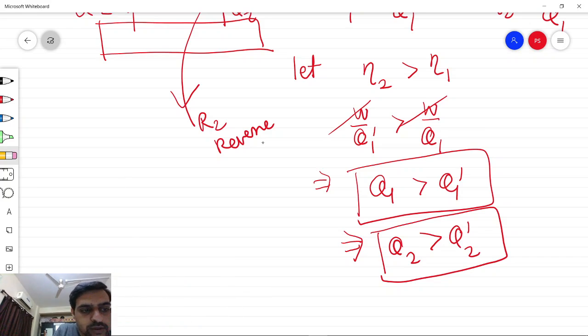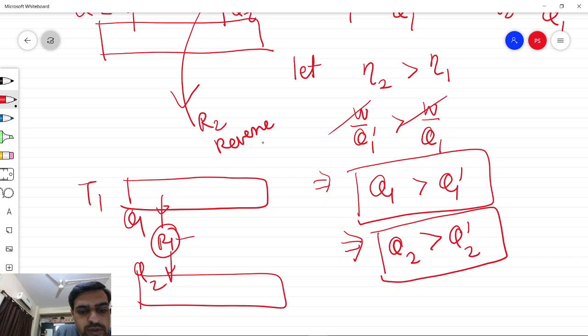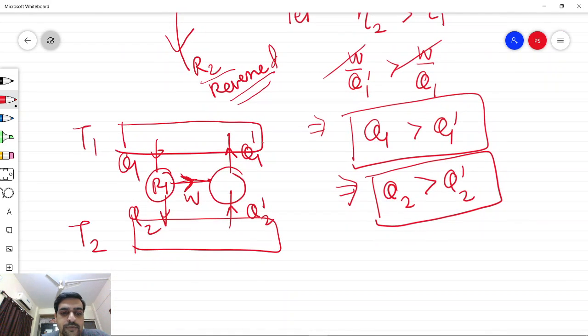So this is at T1, this is at T2. We have R1 with Q1, Q2, W, and R2 is reversed. So it takes the work W, extracts heat Q2 dash, and rejects heat Q1 dash to the source. Since R2 is reversed, this is the composite engine.